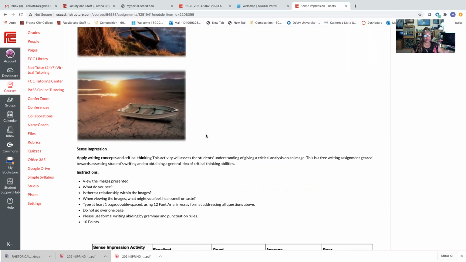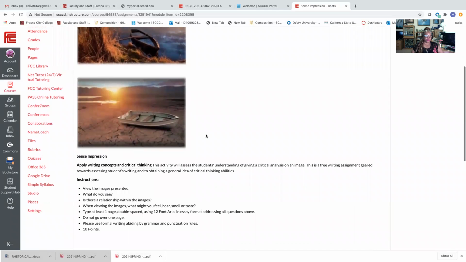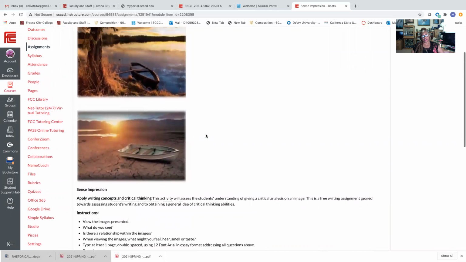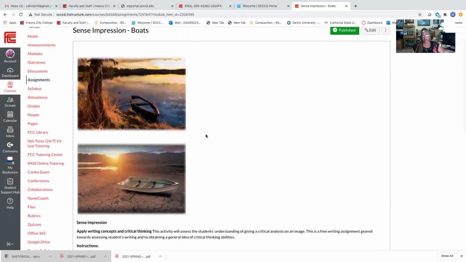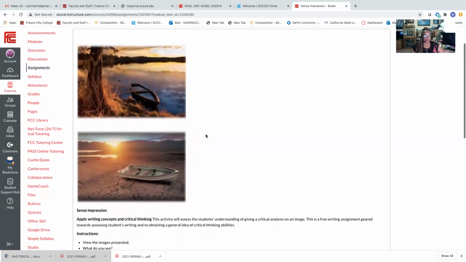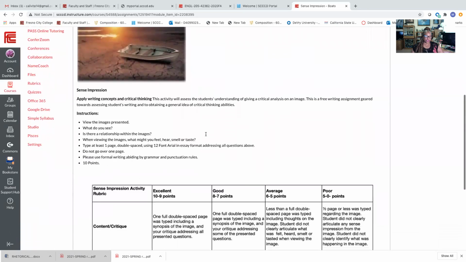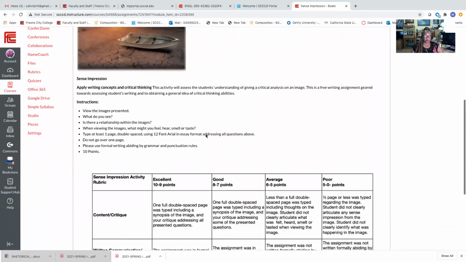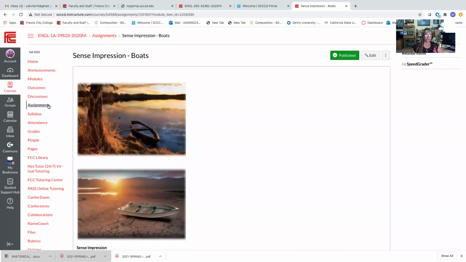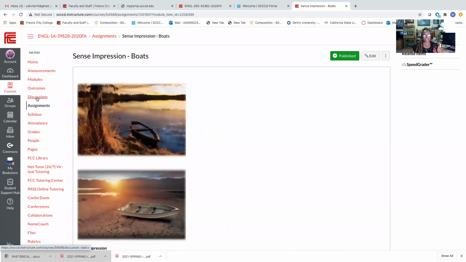It's a sense impression, so you're using your senses. You're looking at the picture and just visualizing, what do I see? What do I hear? What if I was sitting there, what would I hear? What would I see? What would I smell? What would I taste? So you just go through that when you're looking at it and give your impression of what you see.